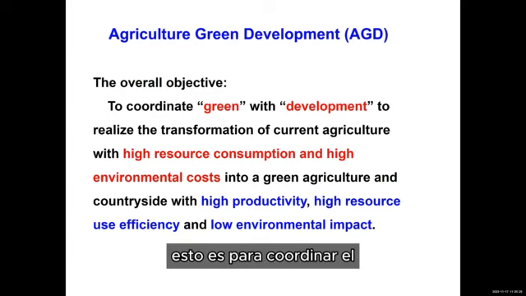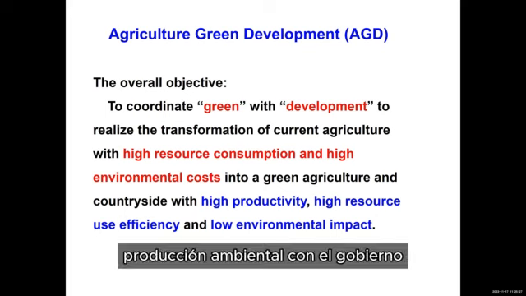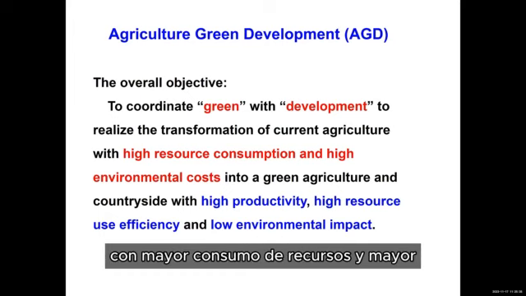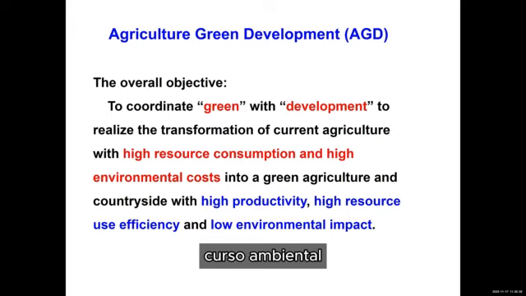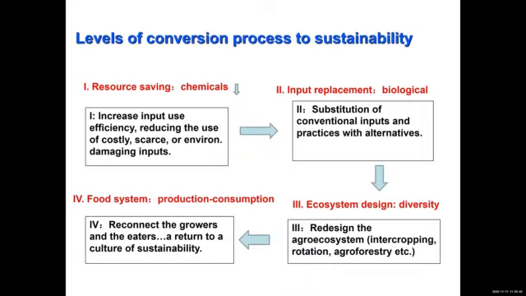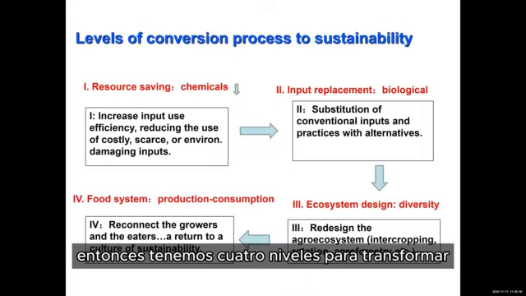So what is agriculture green development? This is to coordinate environmental protection with development to realize the transformation of current agriculture with higher resource consumption and higher environmental costs to a green agriculture. It means sustainable agriculture. So we have four levels to transform.